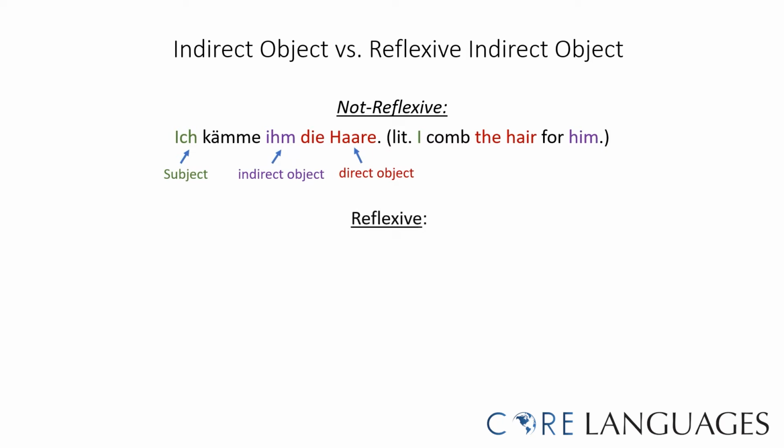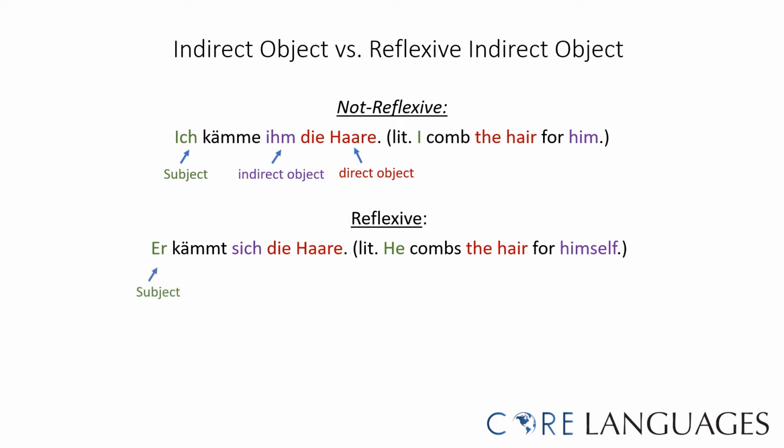Now watch what happens in the reflexive sentence. Er kämmt sich die Haare. The literal translation would be, he combs the hair for himself. Er is the subject, sich is the indirect object, die Haare is the direct object, and the subject and the indirect object are the same person.